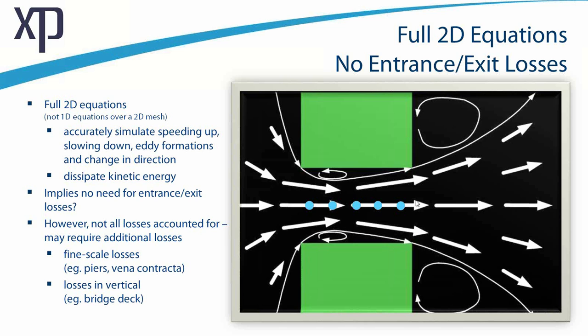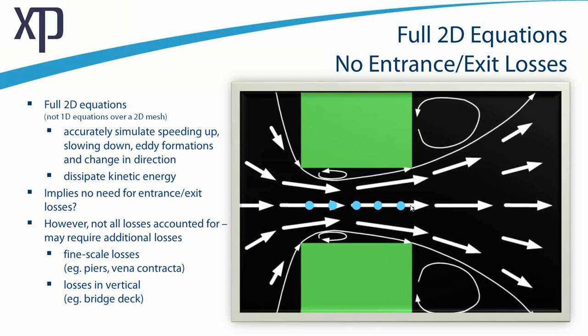For example, if you had some bridge piers in here, generally speaking your 2D resolution is way too coarse to simulate any sort of fine-scale losses from those bridge piers. And research is even showing that if you make this mesh so small that you can, even that's not correct due to other factors. You really need to move to CFD modelling.